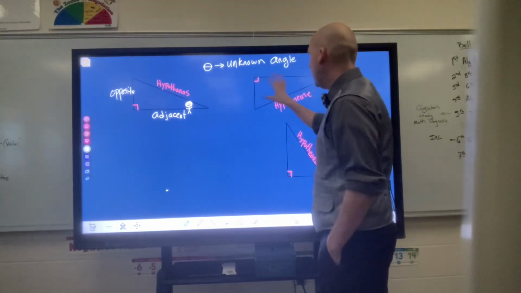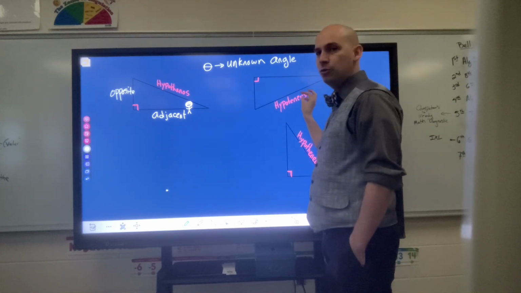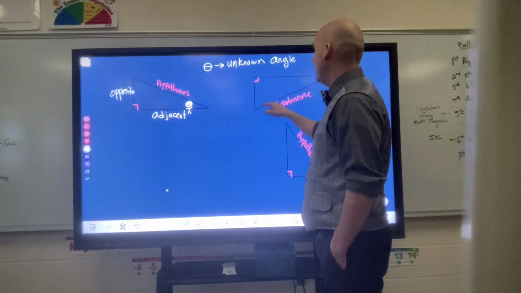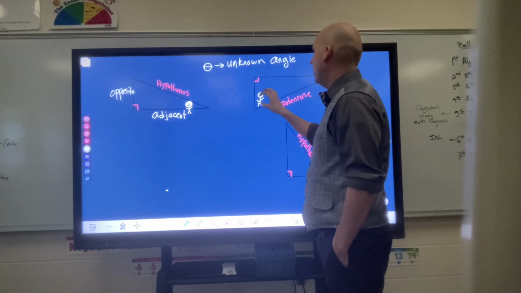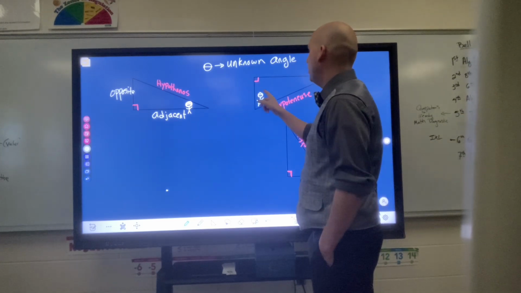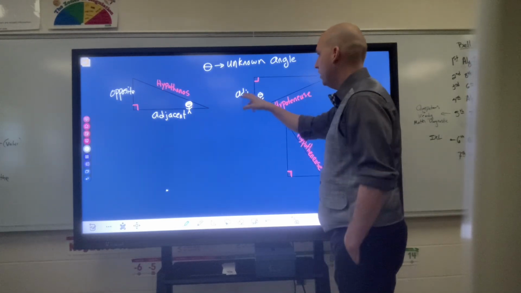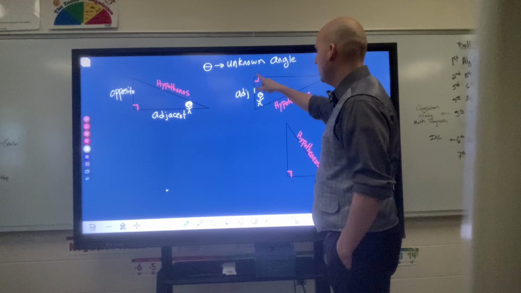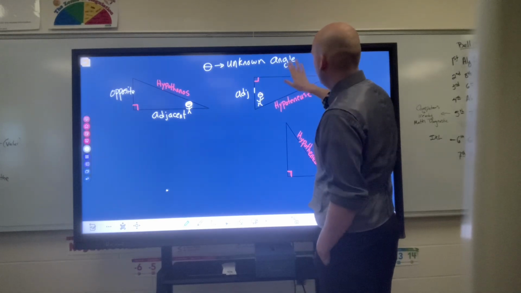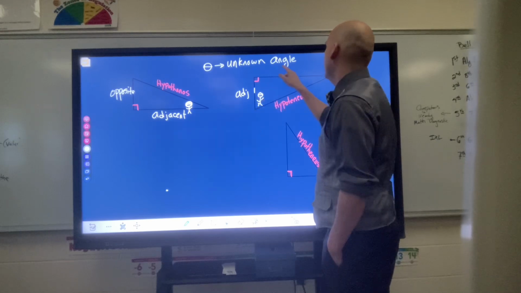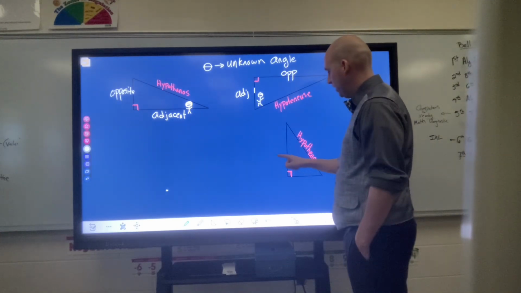And that's important. It doesn't matter what orientation the triangle is, as long as you can find the hypotenuse and you place theta in one of these angles. Then you're going to have the adjacent side, which is right next to theta, like the word adjacent. And the opposite side is always the side that doesn't touch theta. So this is the opposite side up here, and this is the adjacent side here.